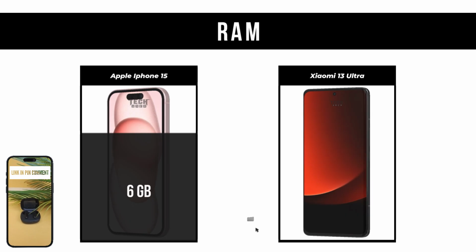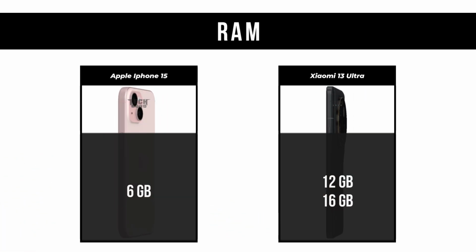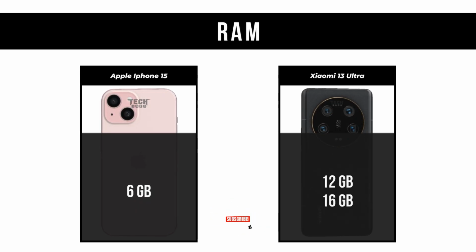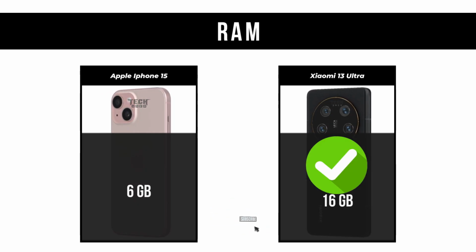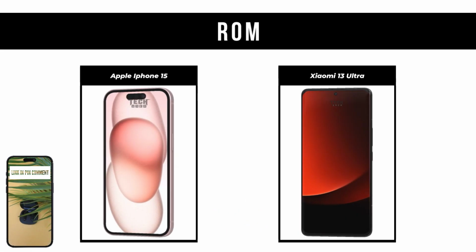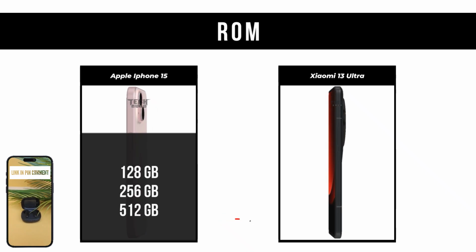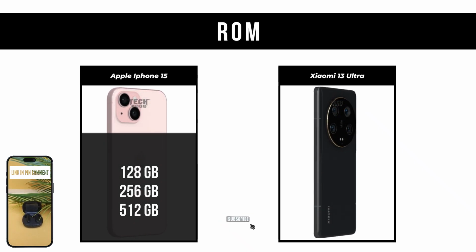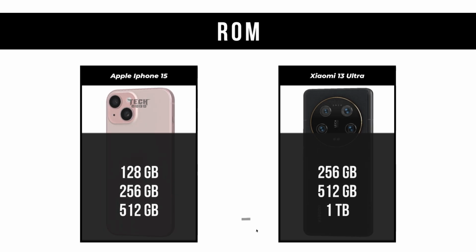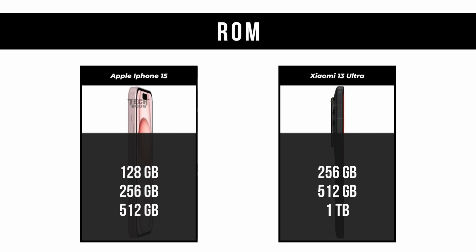RAM. Apple iPhone 15 is 6 GB. Xiaomi 13 Ultra is 12 GB and 16 GB. ROM. Apple iPhone 15 is 128 GB, 256 GB, and 512 GB. Xiaomi 13 Ultra is 256 GB, 512 GB, and 1 TB.